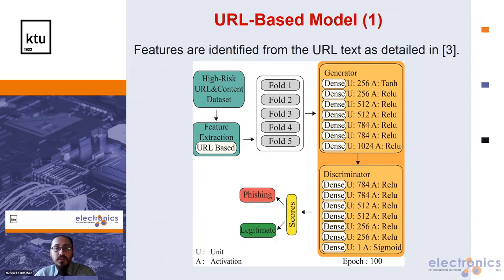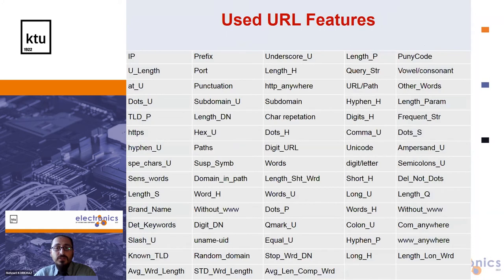URL-based model. The URL-based model, part of the hybrid analysis model, is, as you can see in the figure, the GAN model. The feature extraction process is examined and 73 features are identified from the URL text, as detailed. And then we use some machine learning and deep learning models. This is our GAN model. Here are the features we used. Details can be found in our article and reference publications.